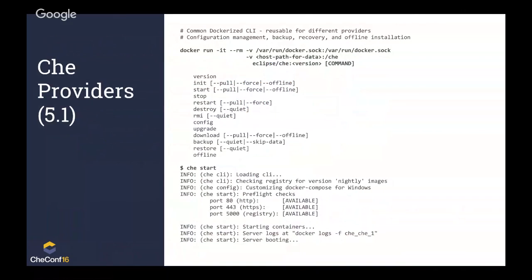Last, Che providers, which will come in 5.1. The essential part of this is that it's about a common, consistent CLI experience for custom assemblies. So if you want to create your own custom Che, such as what we do with CodeNV or what Samsung has done with the Arctic IDE, what we want is a single assembly that gives you a very consistent CLI experience so that you don't have to customize the CLI, and anyone everywhere can run Che with configuration management, backup recovery, and offline installation in a standardized way, and Che providers provide for that.